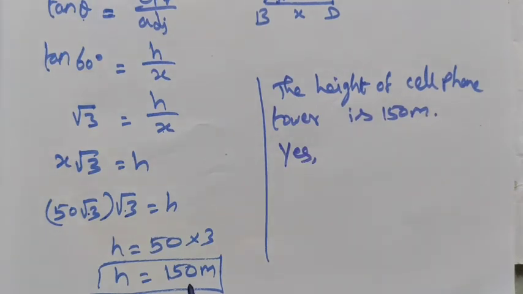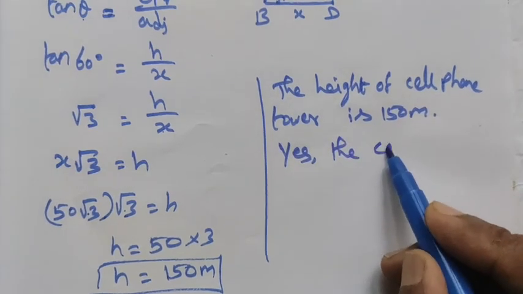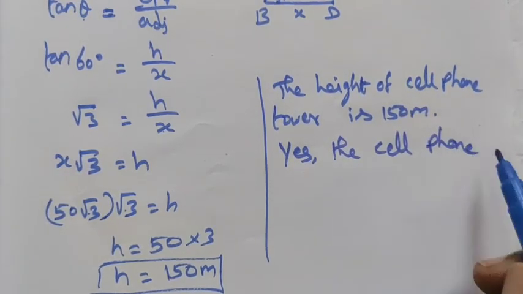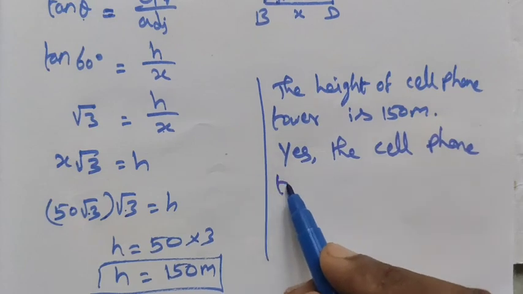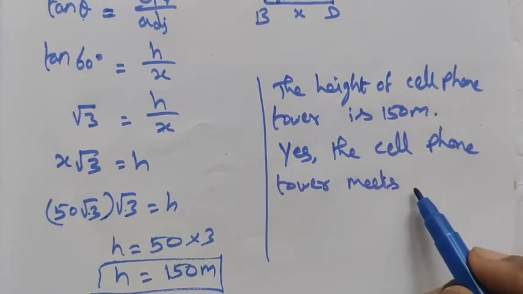Yes, 120 only is the norm, right? It is more than 120. Yes, the cell phone tower meets the radiation norm.